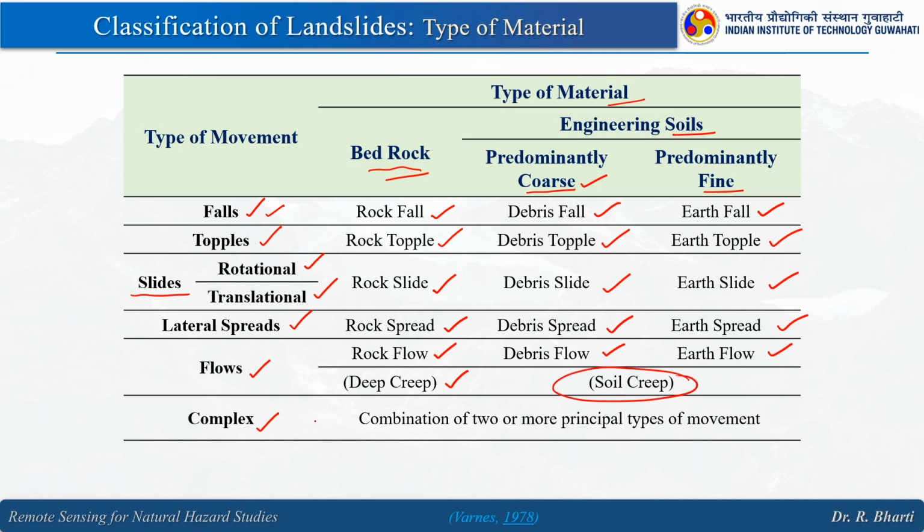And the complex, as I mentioned before, will be the combination of two or more principal types of movement. So, based on the type of the material, a landslide can be categorized into any one of them, or it can be complex in nature.